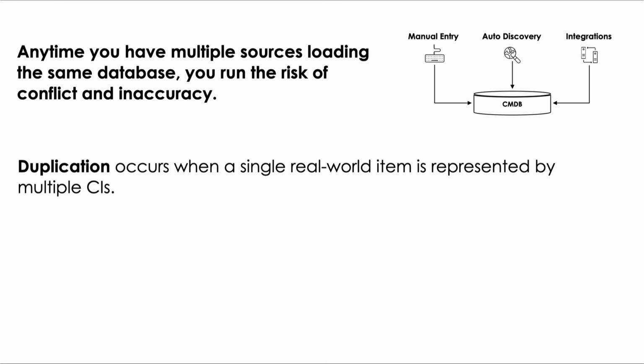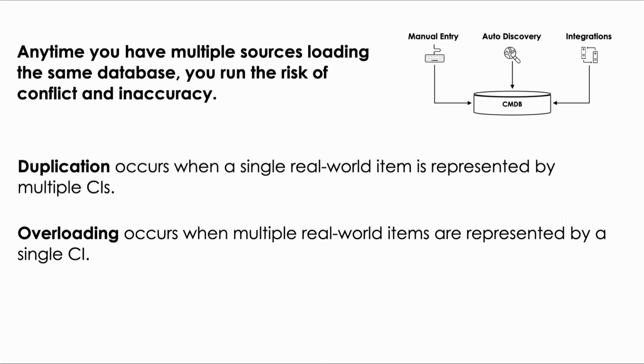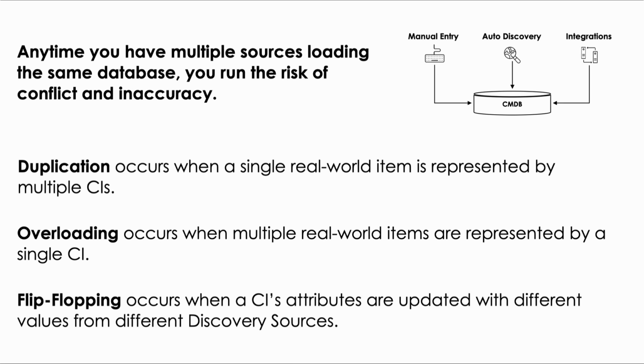It's also possible that a single CI gets updated mistakenly with the attributes that should be represented by some separate item. In a case like this, you end up with a single CI that really should be two different CIs. And this is called overloading. And finally, if multiple discovery sources load data for the same CI, but with different attribute values, the values get updated repeatedly, flip-flopping, and left by whichever source runs last.